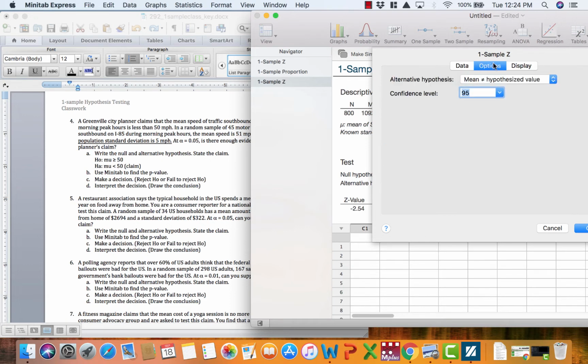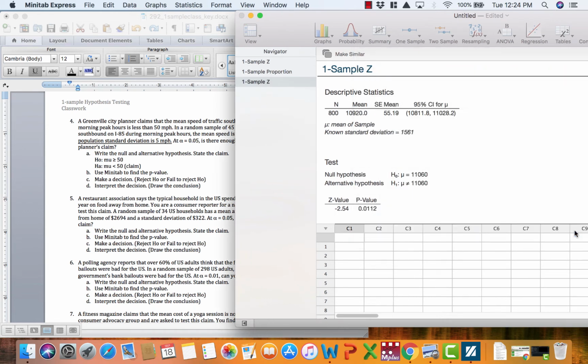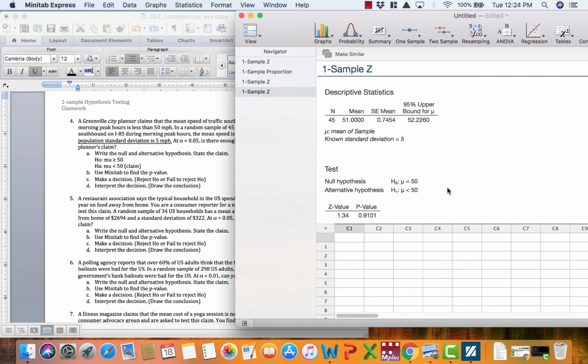And now when we go under options, we do have to specify the alternative. Our alternative reads mu less than 50. So we want to choose the less than hypothesized value. And we say okay. Let's just take a second to look at how Minitab writes this.